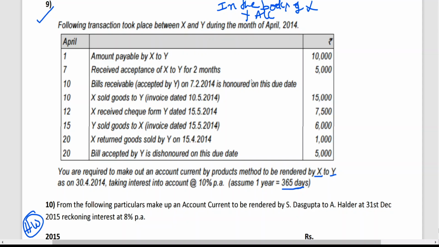The entry will be Y account debit to bills payable. Clear to all of you? Received acceptance of X means the person who is accepting is a drawee. That means who is the drawer? Y. That means Y has drawn a bill on X, so X needs to make a payment. The entry will be Y account debit to bills payable. Received acceptance of X means we are accepting, so we are giving bills payable.